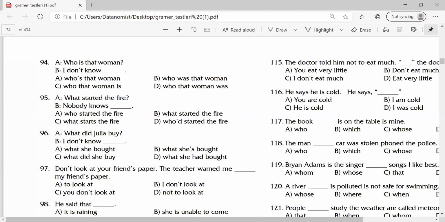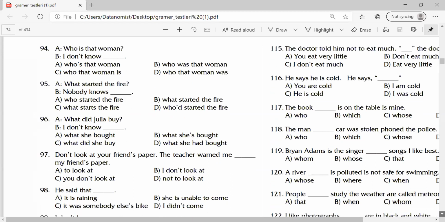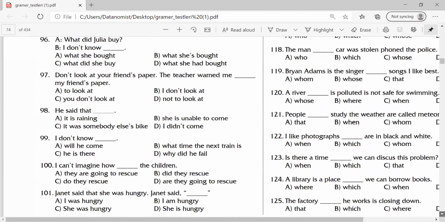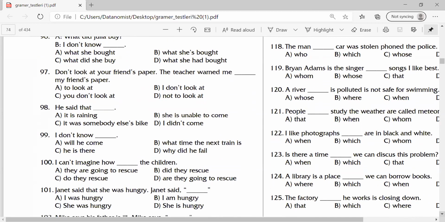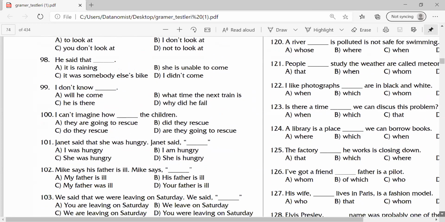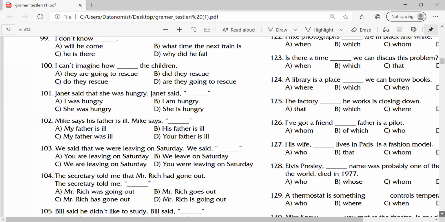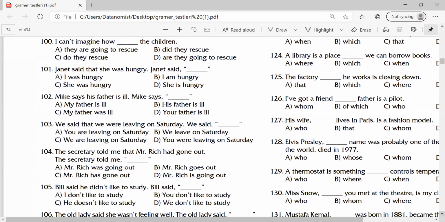Fine. This is one thing, guys. Condition. I mean, direct indirect speech. Another one. This is reverse now. He is giving indirect speech. You are supposed to change this into direct speech. I'm talking about 104. The secretary told me that Mr. Rich had gone out. What can be the direct speech?